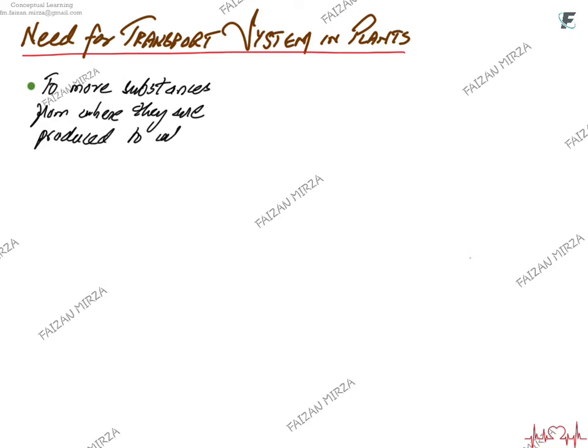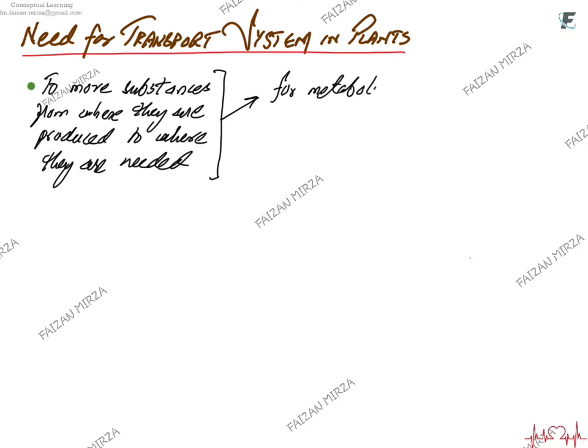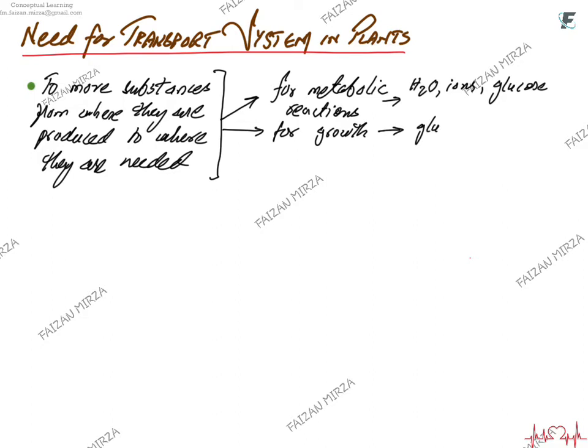Why do they need transport systems? Plants need a transport system to move substances from where they are produced to where they are needed. And these are needed for metabolic reactions. Metabolic reactions include all the chemical reactions, the sum total of chemical reactions occurring in the cells. Water, iron, glucose are required for that. For growth, these substances are required.